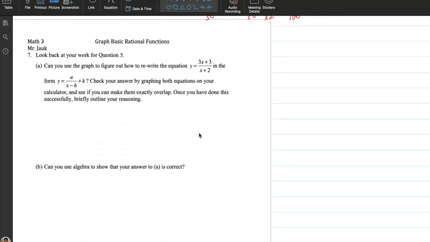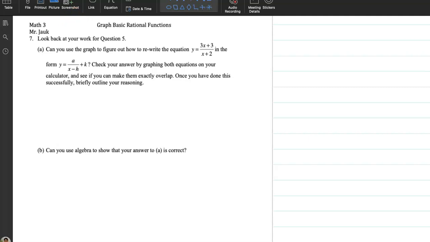Look back at your work. Can you use the graph to rewrite this equation in this form? Suppose you have the equation in this form and you have to split it into this form. Would you have to divide the 3 by x plus 2, or factor out the 3 first, making it 3 and then x plus 1 upon x plus 2?